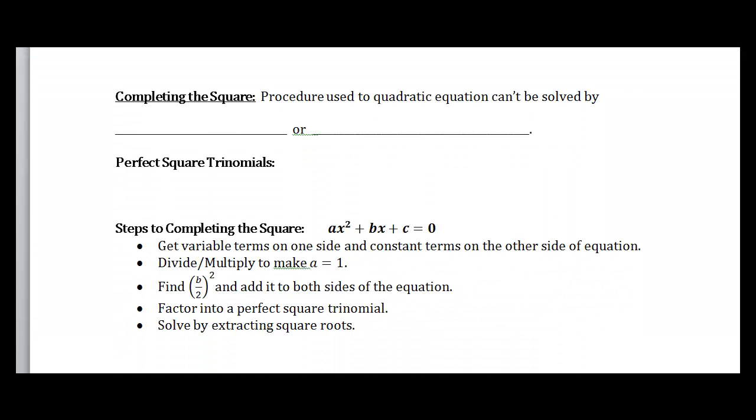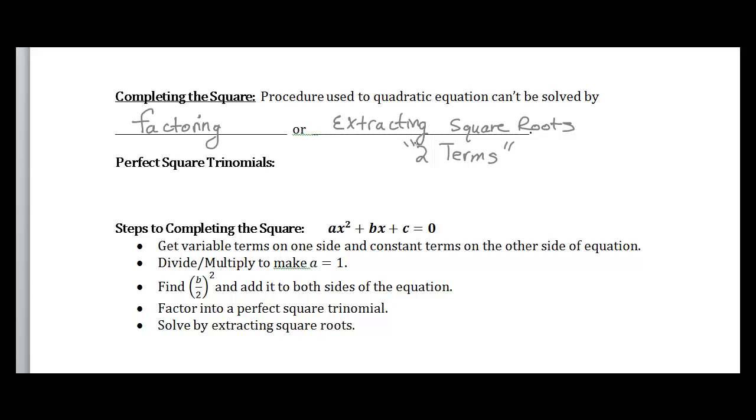All right, completing the square is a procedure that's used to solve a quadratic equation that can't be solved by factoring or extracting square roots. Of course, not all quadratics can be solved by factoring. And extracting square roots only works for polynomials of 2 terms, or they're given, or they look like they have 2 terms in them.